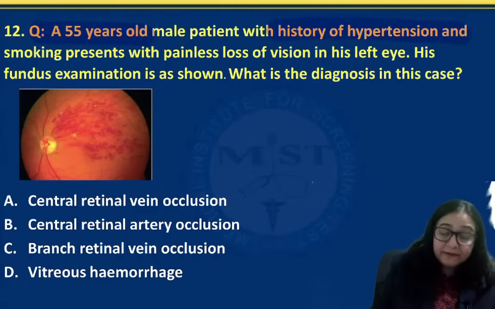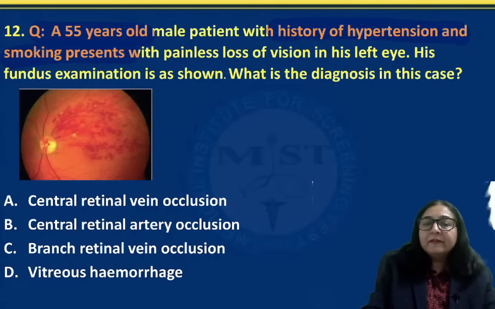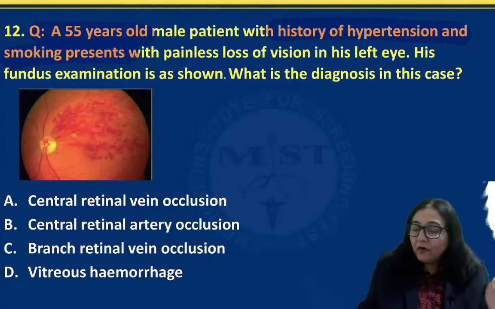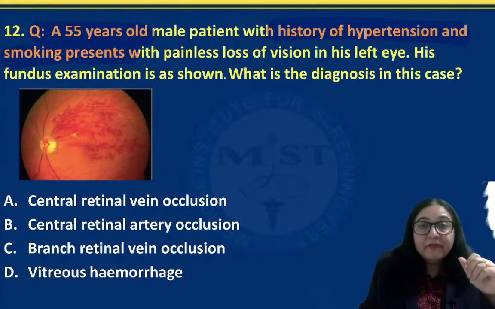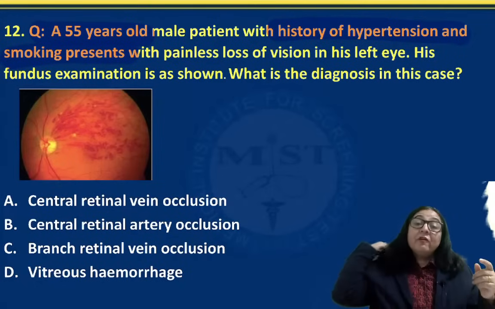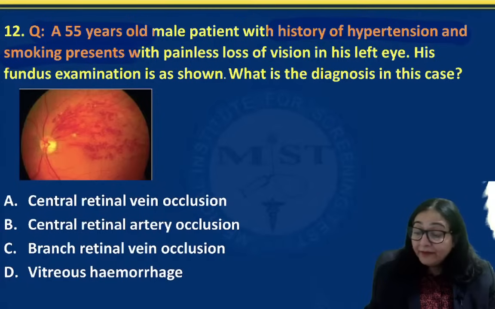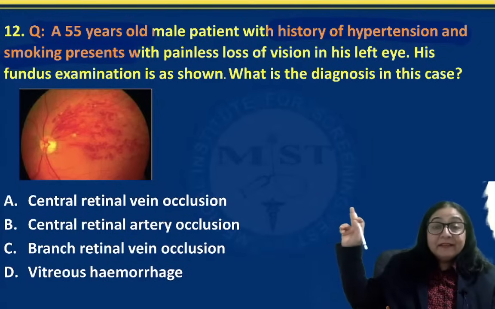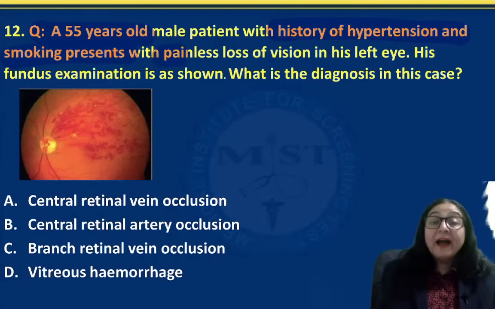Now you know, beta, if there is hypertension, there will be risk of vascular diseases of the retina. Again, smoking will also have a risk of vascular diseases of the retina, because smoking is a risk factor for thromboembolic phenomena, right? So this is the risk factor in the history. Now, painless loss of vision in the left eye.